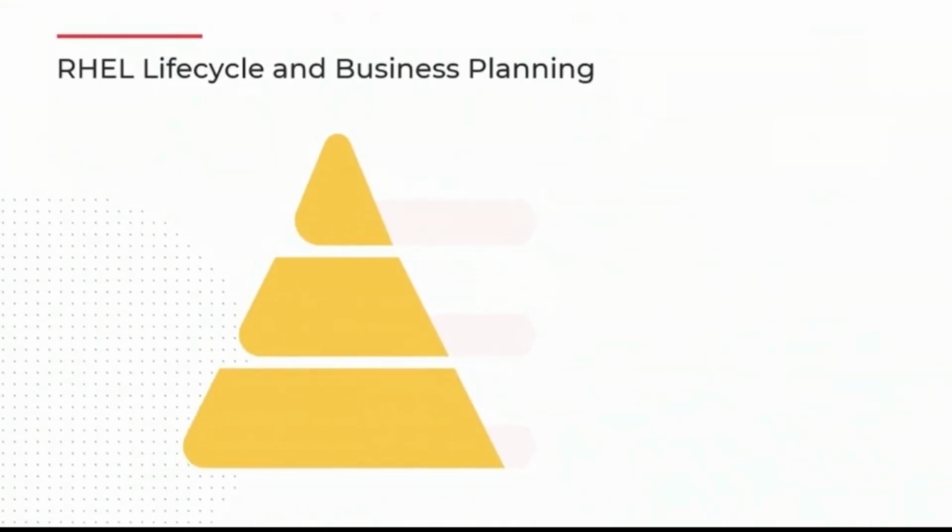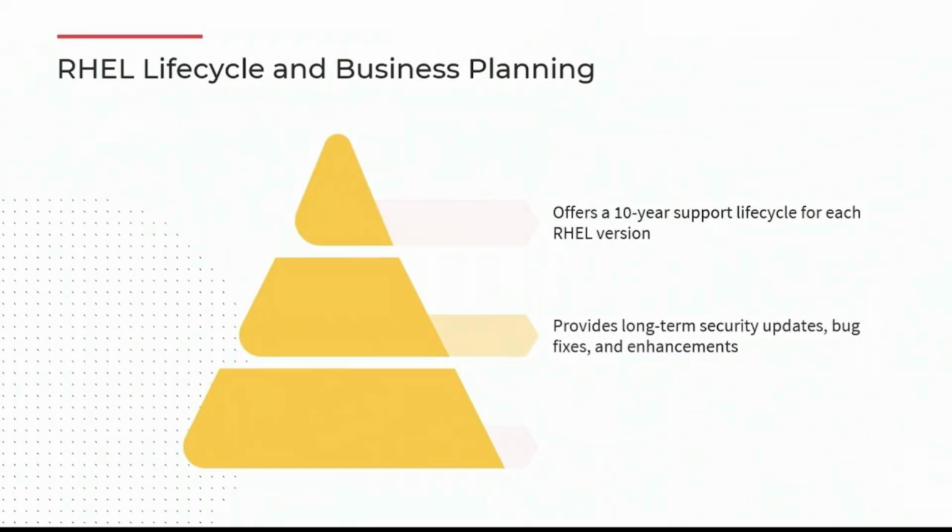Let's now explore how RHEL's life cycle helps businesses plan their operations. Every version of RHEL comes with a 10-year life cycle. That means Red Hat will support it for a full decade, providing security updates, bug fixes, and enhancements. This long support period is incredibly valuable for organizations. Let's say a company rolls out RHEL 9 on 100 servers today. They can trust that those servers will be supported and secure for the next 10 years. That's peace of mind for IT teams, who can focus on building services instead of worrying about constant OS upgrades.